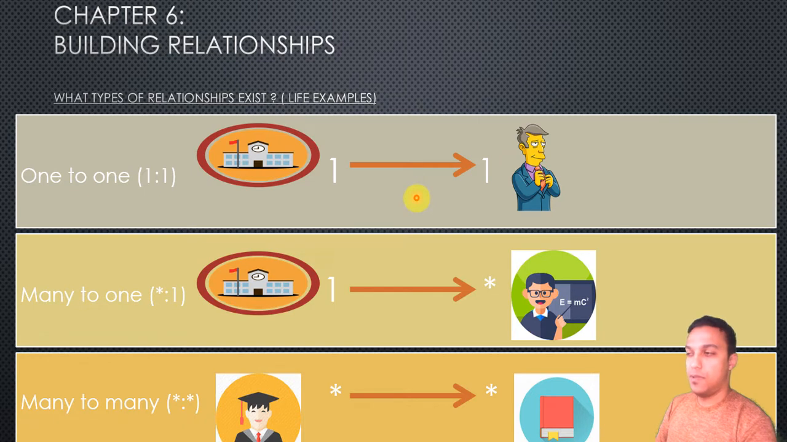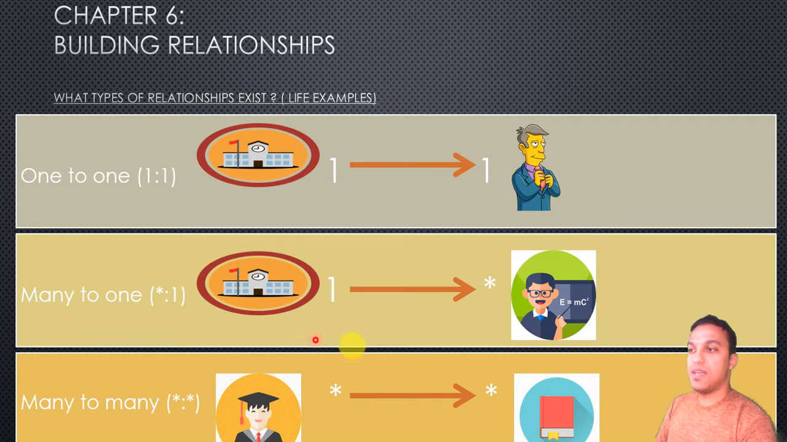As an example, if we have a table with school names and another table with principals or school managers' names, we will find out that there is only one school for each principal, and there is only one principal for each school.